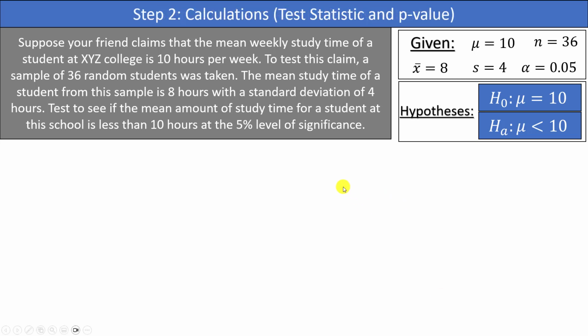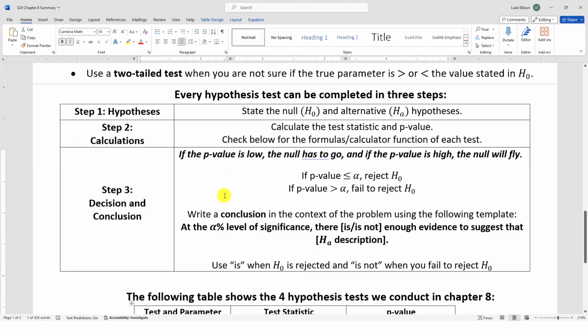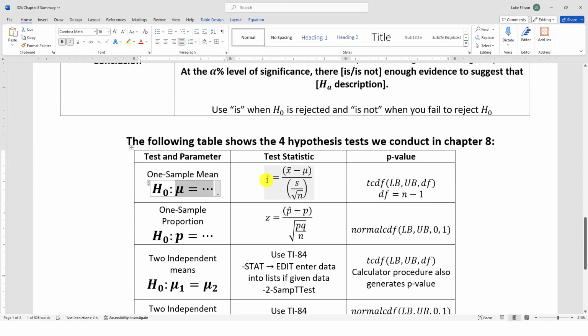Next, we can go into step 2, which is the calculations, finding the test statistic and p-value. So once again, I'm going to bring up this sheet here. To find the test statistic, we have to use this formula right here. And to find the p-value, we're going to be using a function called tcdf. As a reminder, the test statistic is just a fancy term for something that you're going to calculate every single time in a hypothesis test.